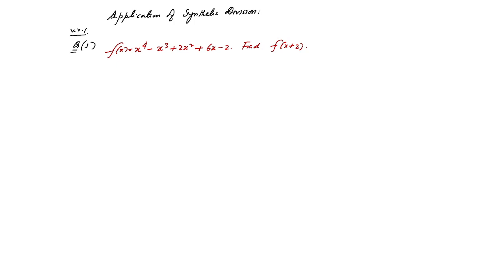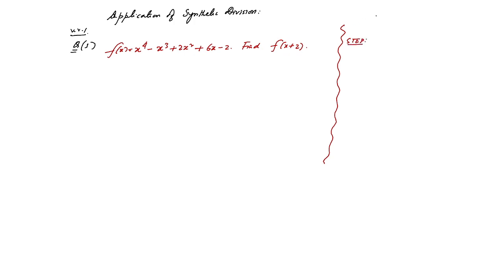So that means you are given a polynomial in x, and you need to produce a polynomial in x plus 2. How will you produce f of x plus 2? First, you need to think about a polynomial in x minus 2. So, what are the steps?